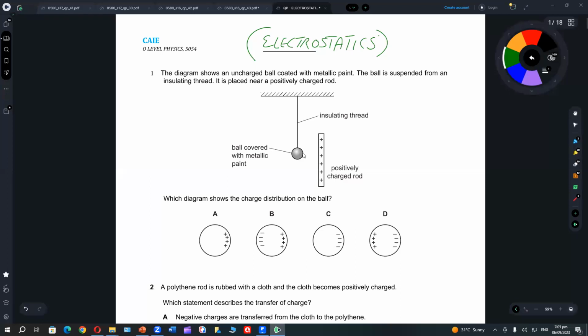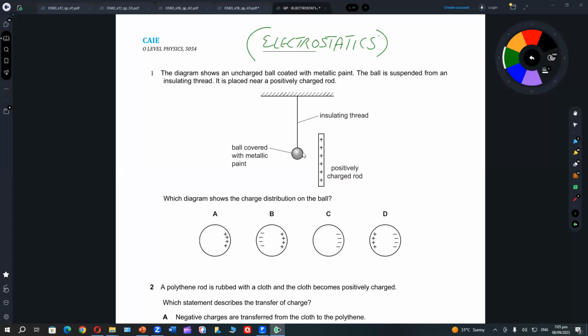Okay, Asad, now it's time to discuss, you people can contribute here because this is our first class on past paper. So I'm taking my time so you can read the question and we can discuss the answer. Which diagram shows the charge distribution on the ball? The ball is covered with a metallic paint.